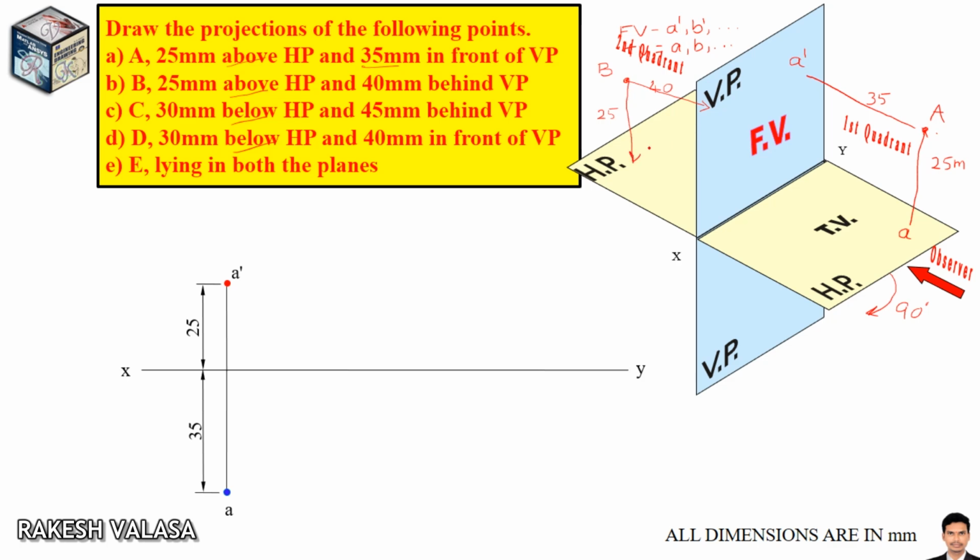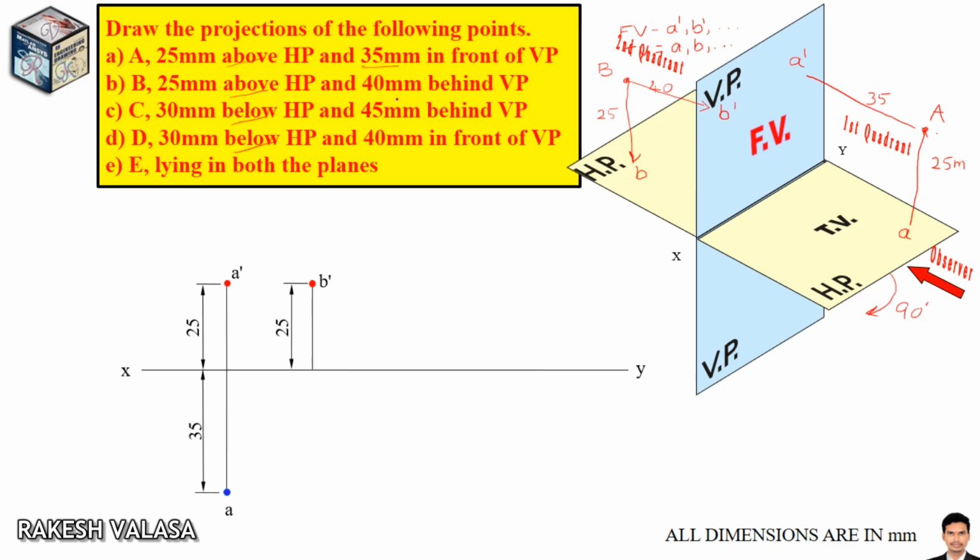So first you need to draw the above position, the 25 mm above position. Locate one more point on XY. You can keep the distance between two projectors as 20 mm or 25 mm or 30 mm, depending upon your convenience. Draw the 25 mm above the HP. That is B dash. So this is B dash, and this is B. From the XY line, draw the 25 mm vertical projector line, and that name is front view B dash. So this is 25 mm above the HP.